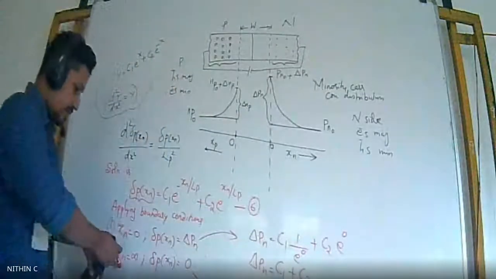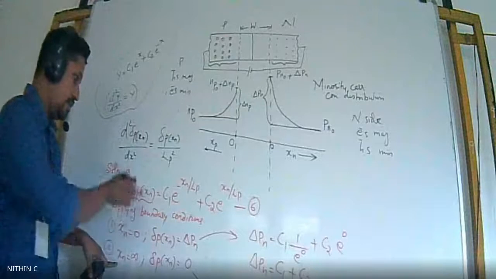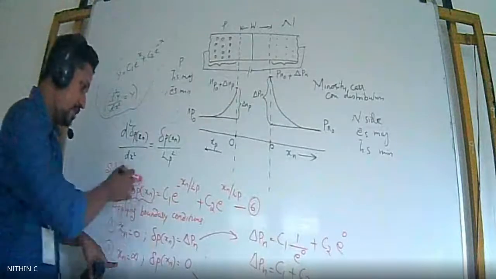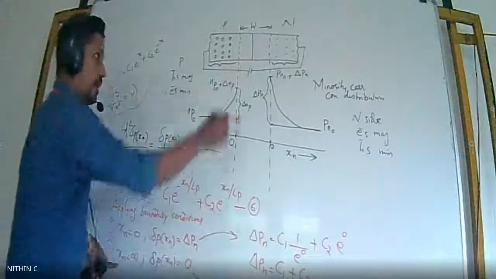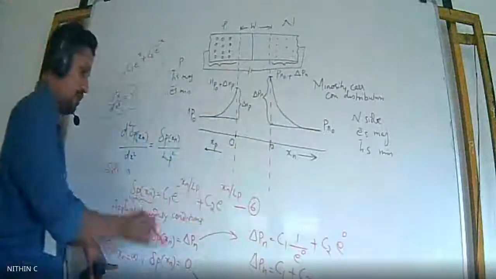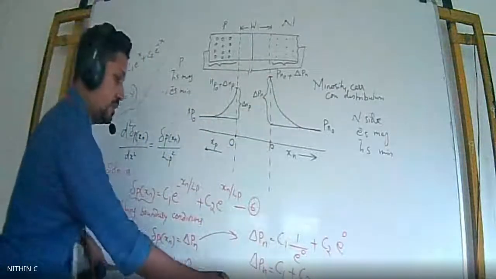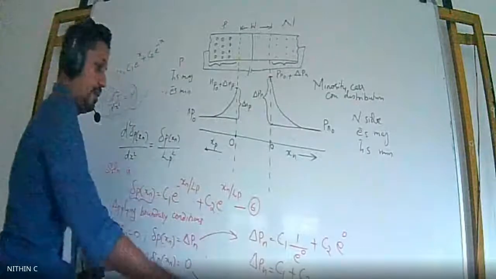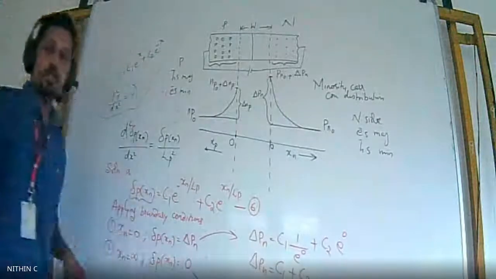And on the second substitution, that is xn is equal to infinity, delta p xn will be 0, equal to c1 into 0 plus c2 e raised to infinity. So c2 will be equal to 0.